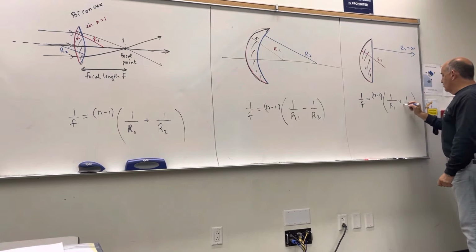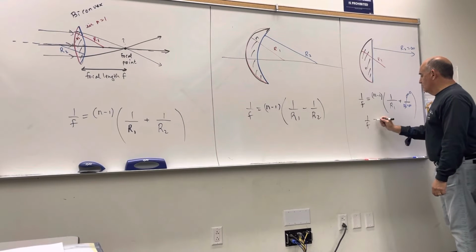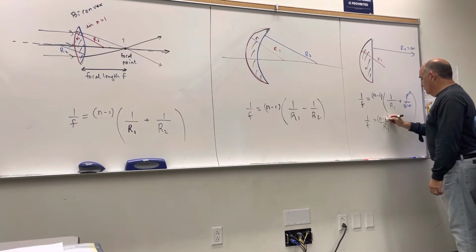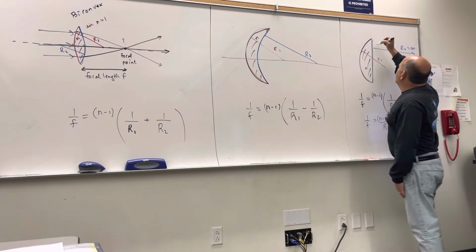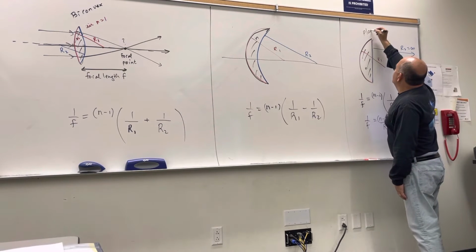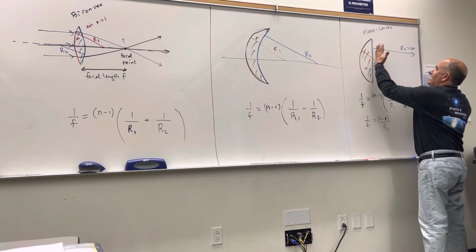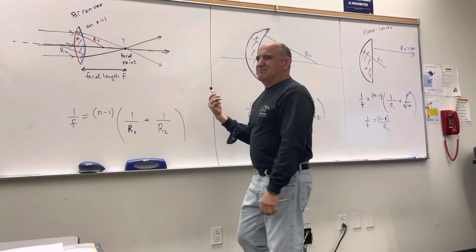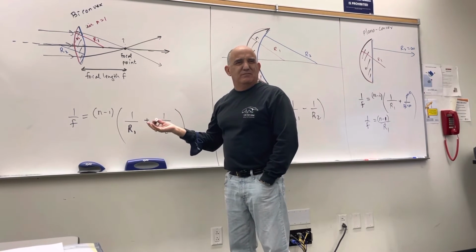So this is 1 over R2, which is infinity, so this goes to 0. So the focal length is just determined by the curvature of the first one. So then you have this. And this is called plano-convex. So it's convex and planar, like a plane, plano-convex. So I guess I got lucky today where I was able to write this correctly.